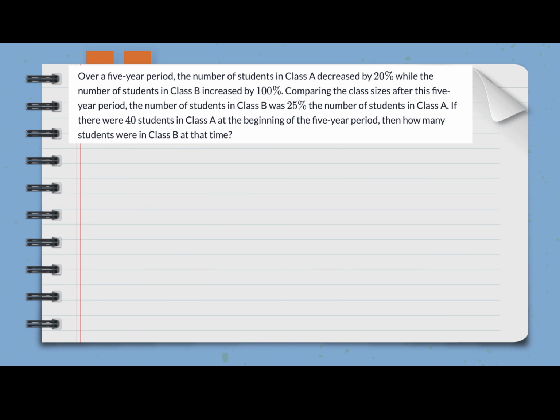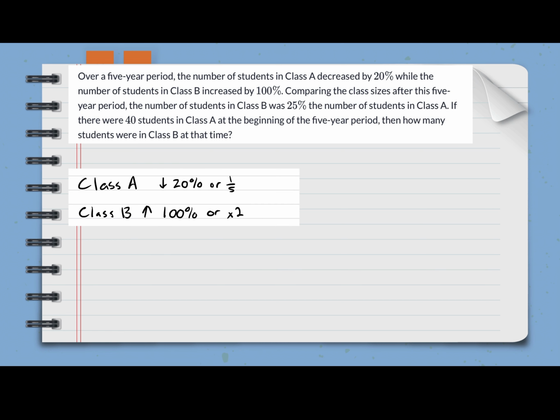Okay, so they give us a whole bunch of information, and again, we have to write it down. Now, Class A experiences a 20% decrease, and Class B experiences a 100% increase. Now, I like to think of percentages as fractions because I think it's easier for me personally.